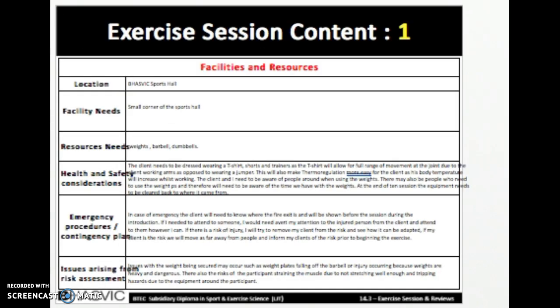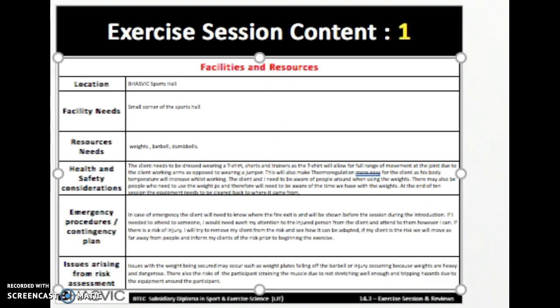Exercise session content. The location would be the Basvik Sports Hall. The facility needs are a small corner of the sports hall. The resource needs are weights, barbells, and dumbbells. The health and safety considerations.